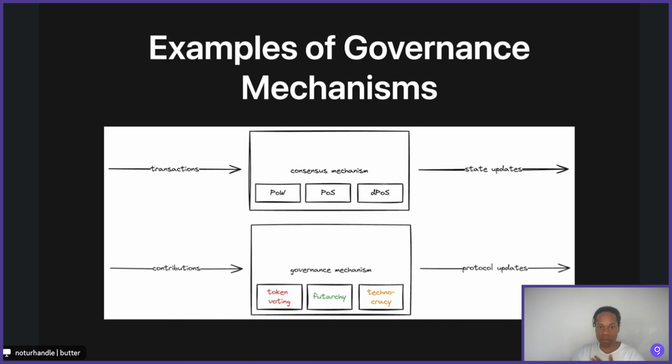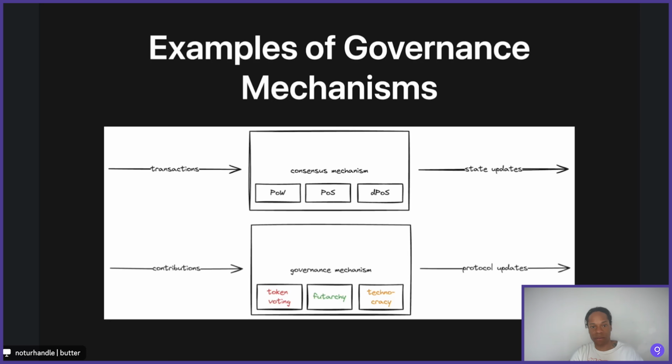And then just to give some examples, a good way of thinking about governance mechanisms is similar to consensus mechanisms. So consensus mechanisms are there to help everyone in the network come to consensus on the order of the information or the state of the information in the network. So you have transactions, which is potential new information, and then you have this consensus mechanism like proof of work or proof of stake or delegated proof of stake. And then you have state update.